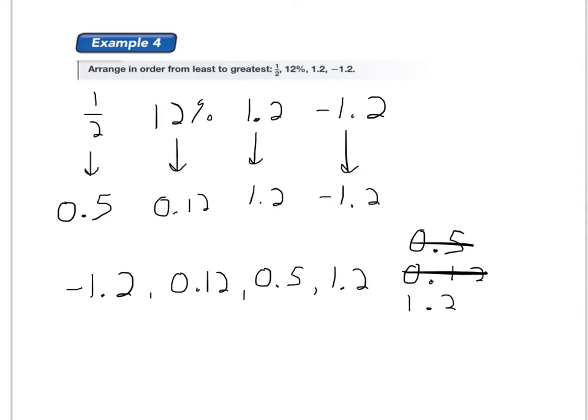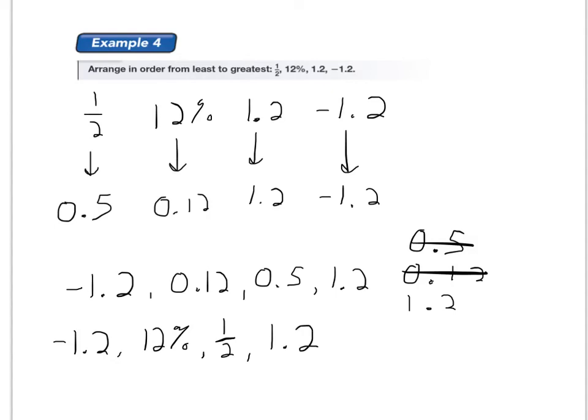Now I cannot leave my list in this order. I have to write the numbers like they looked to start with. So I'm looking at negative 1.2, going to my original list, it looked like negative 1.2, so I'm going to leave that one alone. But when I look at 0.12, that started off as 12%, which means I need to write it in its original form now, 12%. So notice how I kept my work nice and organized so that this part is easy and I don't have to think too much about it. 0.5 started as 1/2, so I'm going to write 1/2 next, and then 1.2.